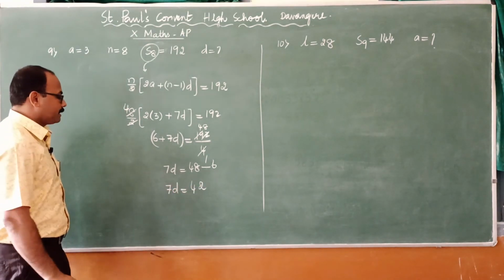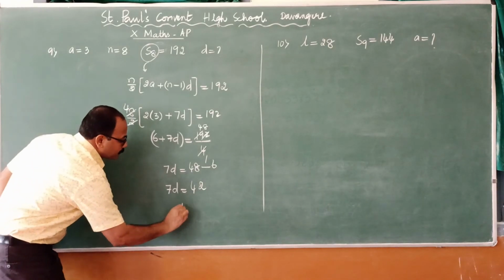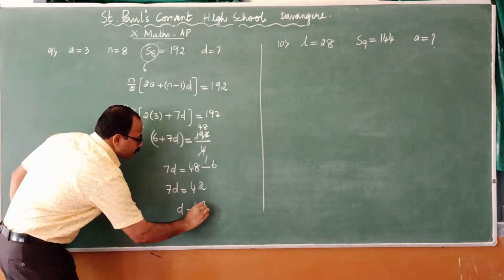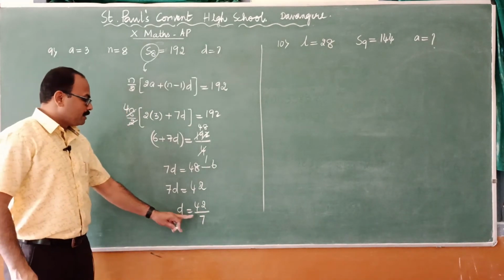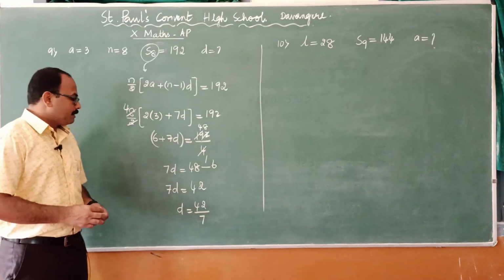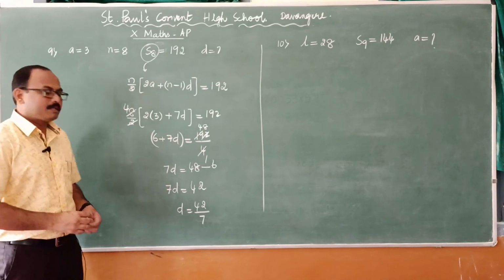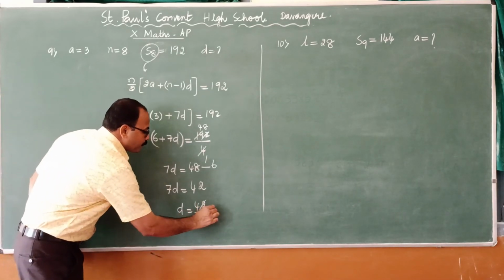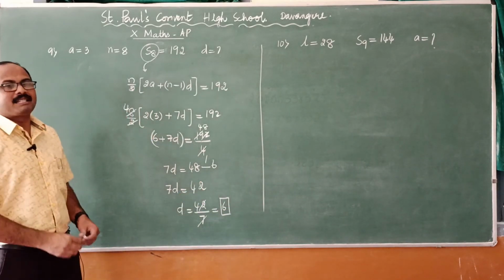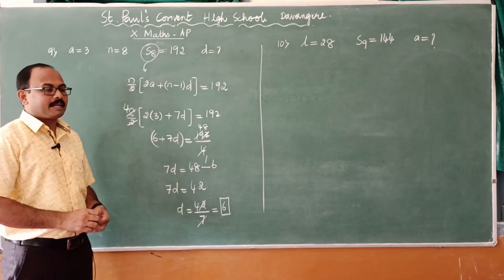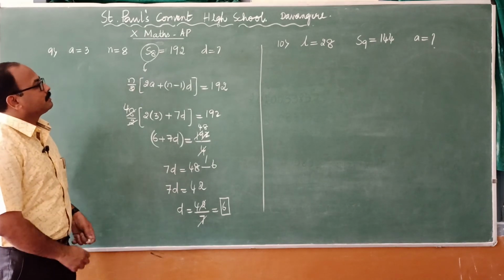7d will be equal to 42, children. On subtracting, d will be equal to 42 by this 7 by cross multiplication. d is equal to, okay, 6 sevens are 42, d is equal to 6. Simple sum, children. For 2 marks, you can expect this sum, children.